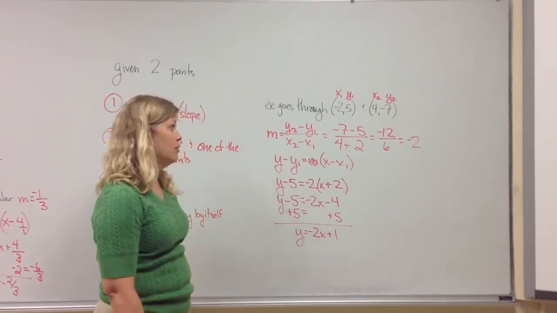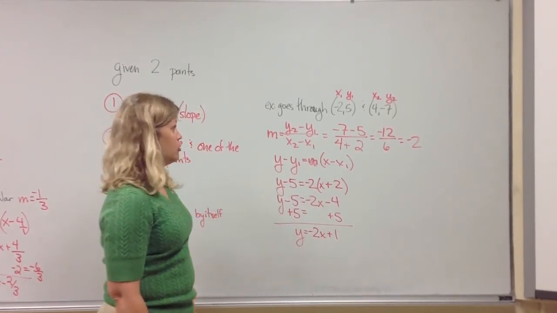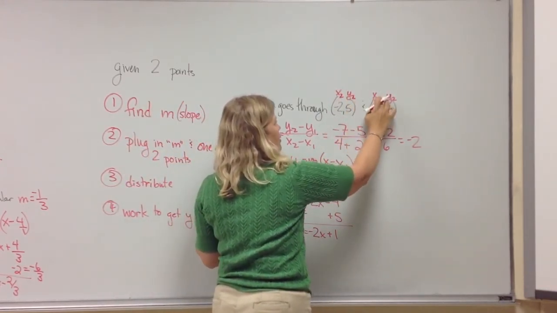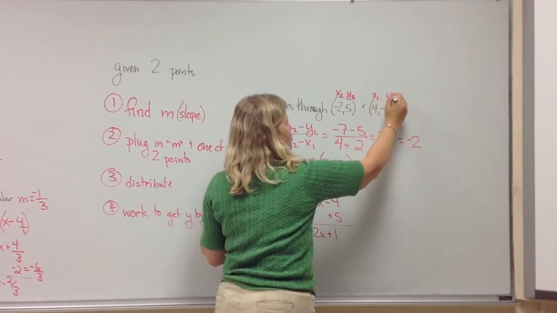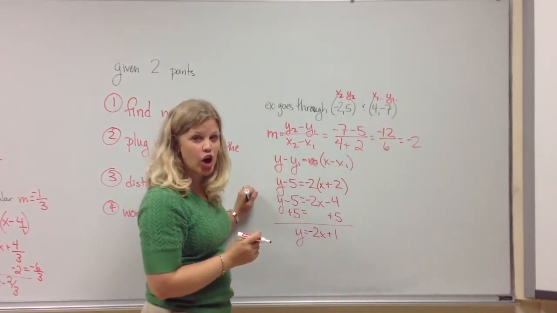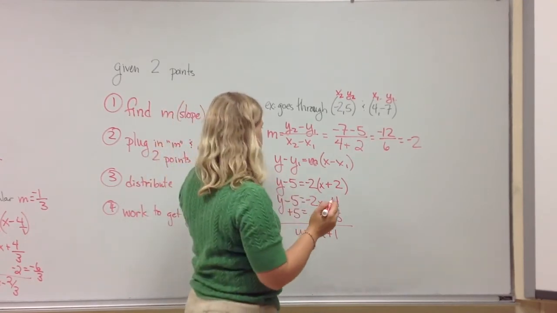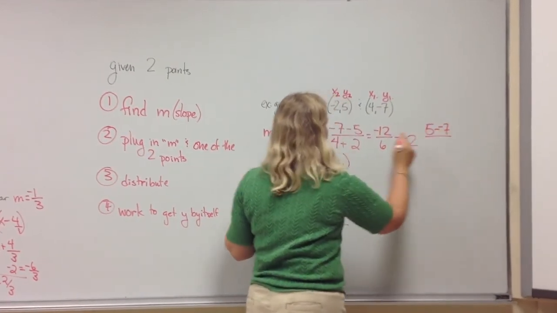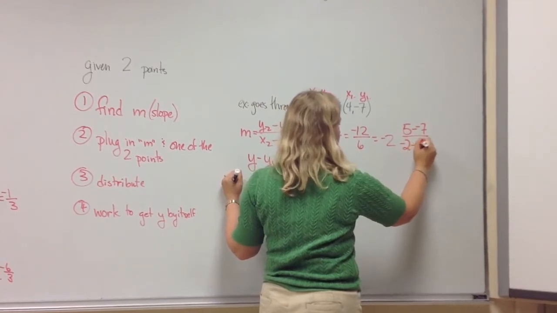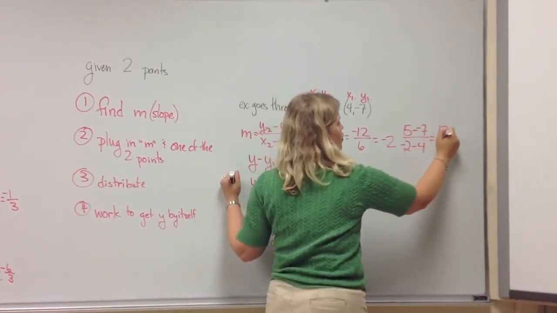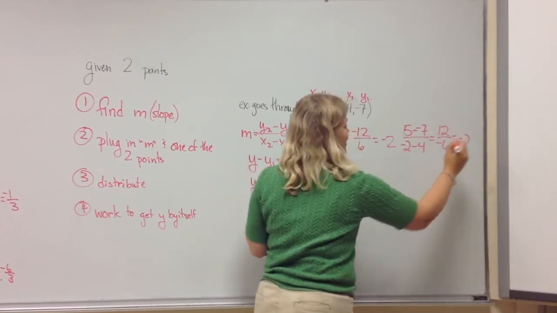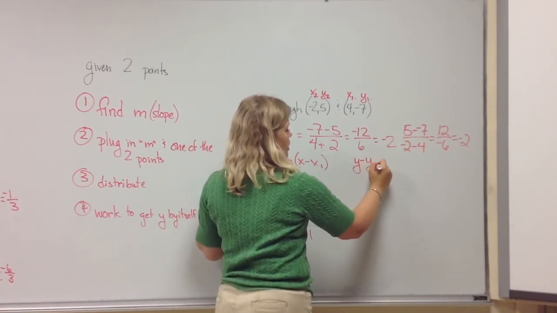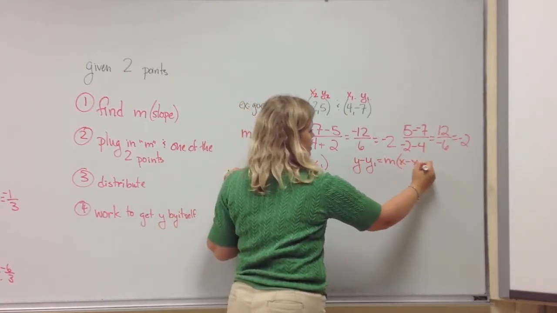So you get negative 2x plus 1. Good. Now some of you might say, what if I didn't put them in like that? What if I called this x2 and y2, and I called this x1 and y1? Guess what? It doesn't matter. But let's try it just in case you don't believe me. This time we're going to have 5 minus a negative 7, and we're going to have negative 2 minus 4, and we get 12 divided by negative 6, which, guess what? It's still negative 2.